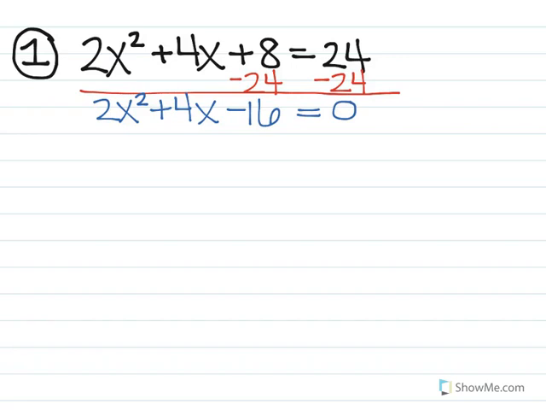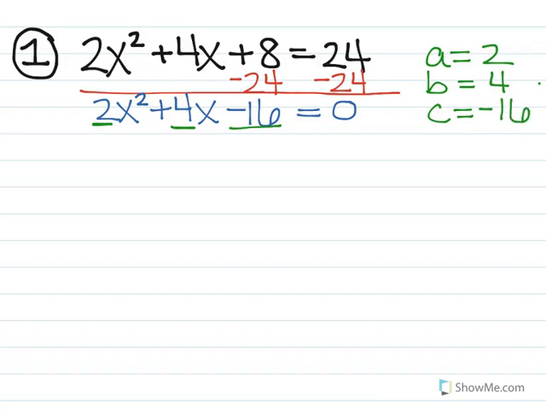Step 2 is we have to figure out what are the a, b, and c values of this new equation. So we'll write those off to the side. And what you have to remember is a is always the number in front of x squared. So our a is going to be 2. B is always the number that's in front of x, so that's going to be 4. And c is always the number at the end that doesn't have any letter attached to it, so that's going to be negative 16.